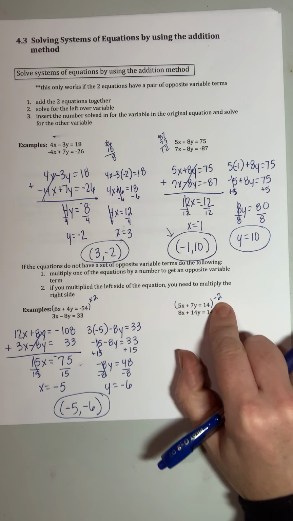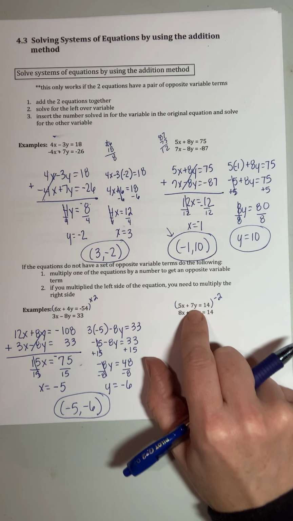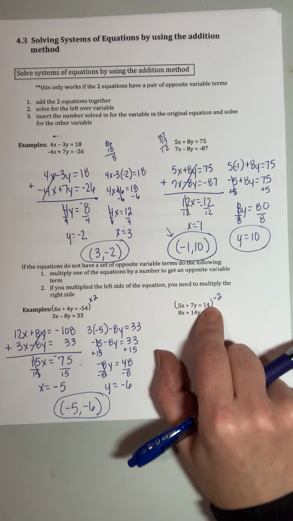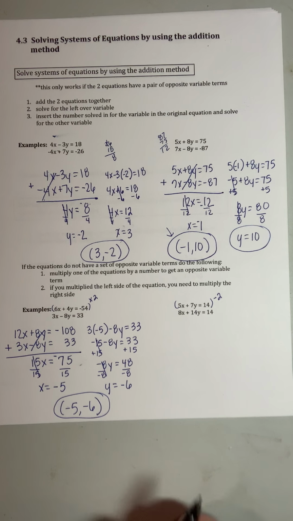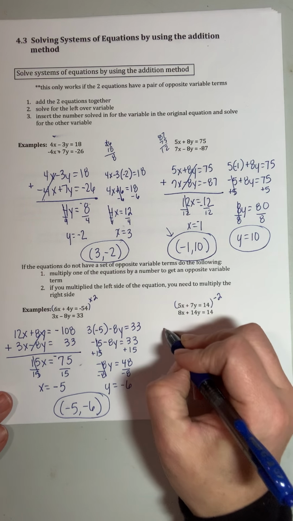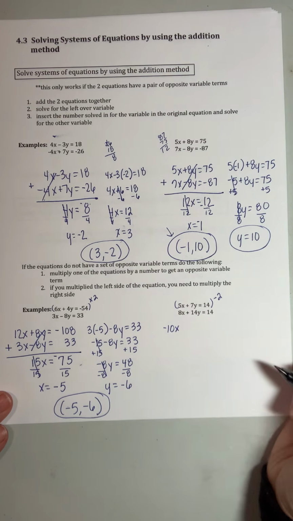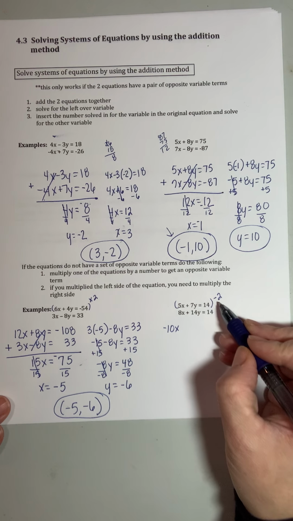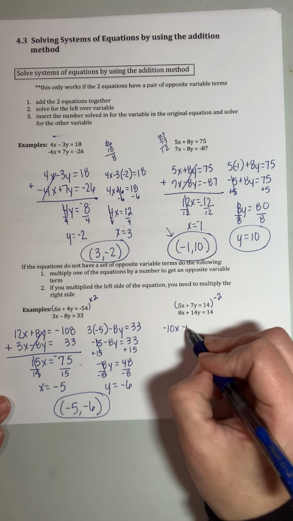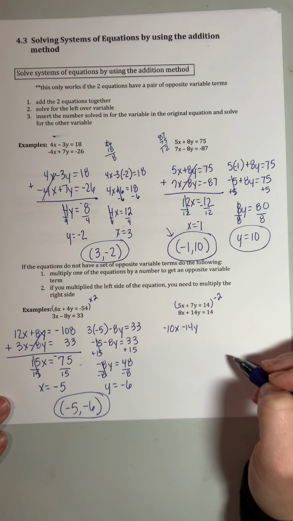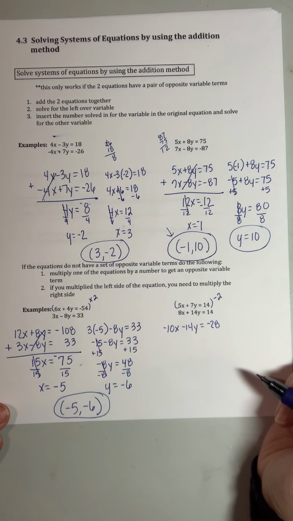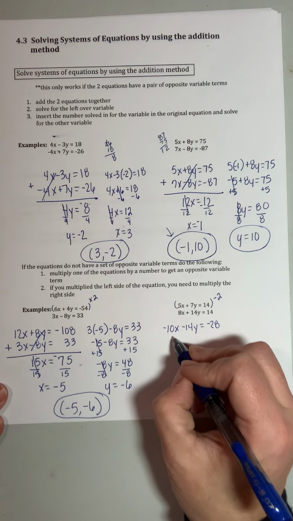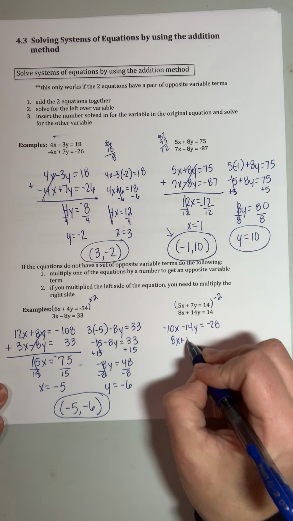Because 7 times negative 2 is negative 14. And if I change one part of the problem, you have to change all of the problem. That's why we multiply everything by negative 2. So 5 times negative 2 is negative 10x. 7 times negative 2 is negative 14y. And 14 times negative 2 is negative 28. The bottom one stays.